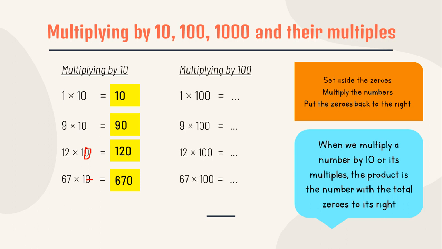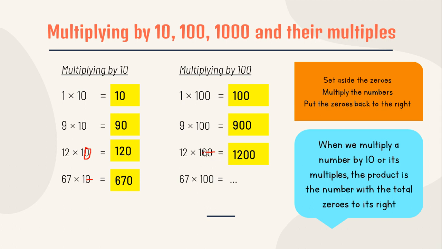How about this multiplication by 100? 1 times 100, still easy, 100. 9 times 100, still easy, 900. 12 times 100. Again, set aside the zeros. All zeros here, okay? So 1, 2, 0, set it aside. 12 times 1, which is 12, put the zeros back. That's it. So 12 times 1, 12, and then put the zeros back.